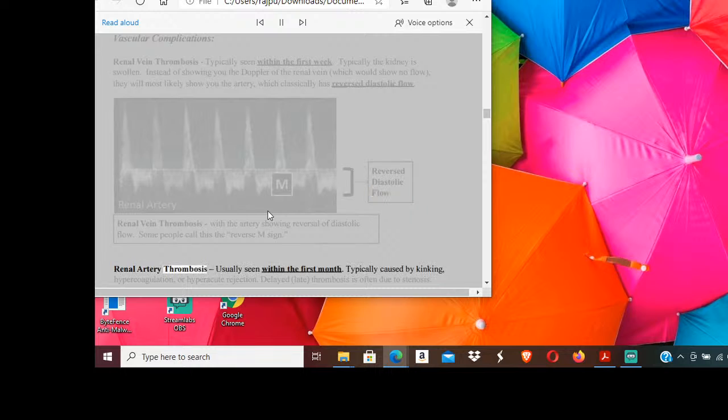Renal artery thrombosis is usually seen within the first month. Typically caused by kinking, hypercoagulation, or hyperacute rejection. Delayed, late thrombosis is often due to stenosis.